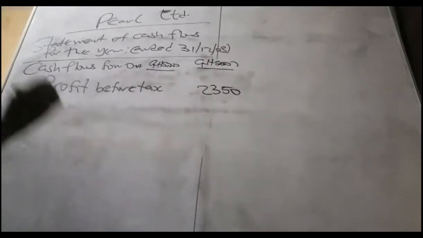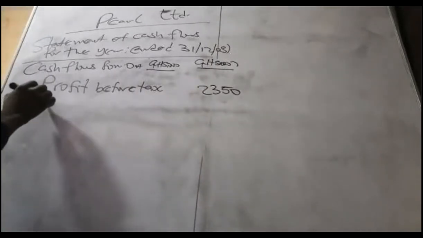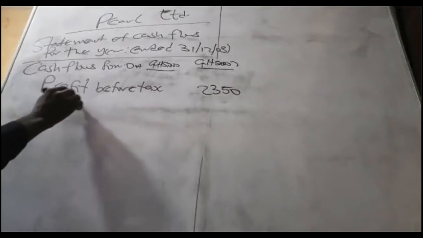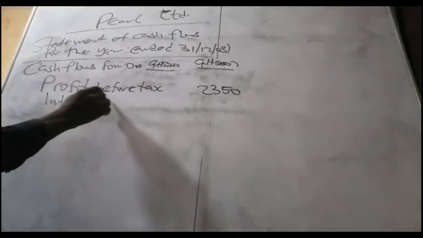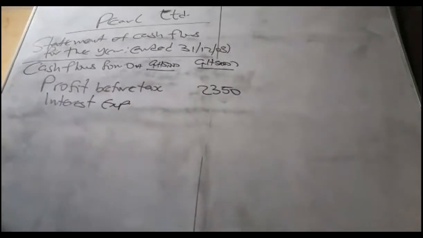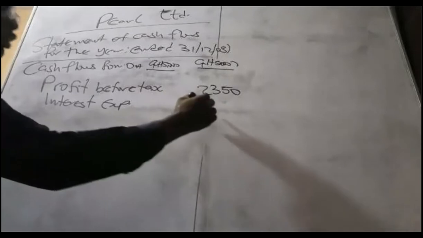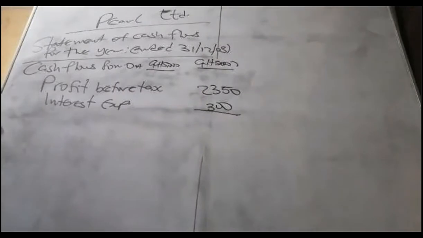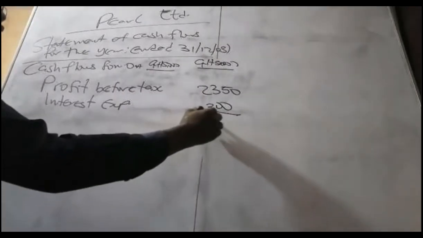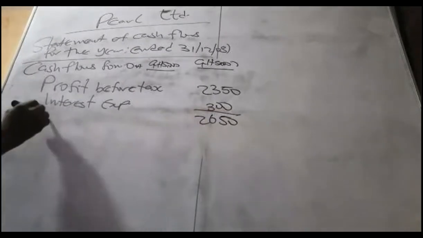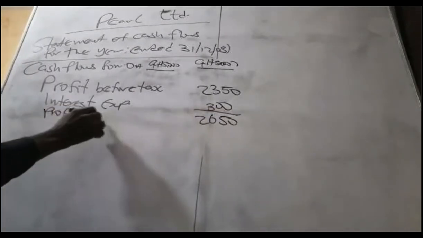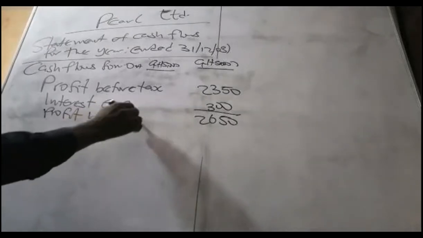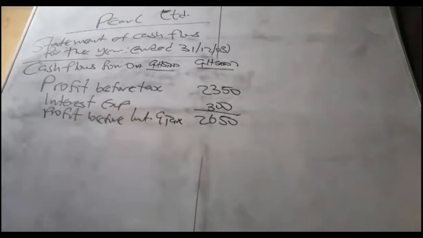So 2350. Immediately add back interest expense. Immediately, don't even rest. Interest expense happens to be 300. Put them together, get something like 2650. Tell the examiner that this profit is what? Profit before interest and tax. Okay, so basically, that is it.